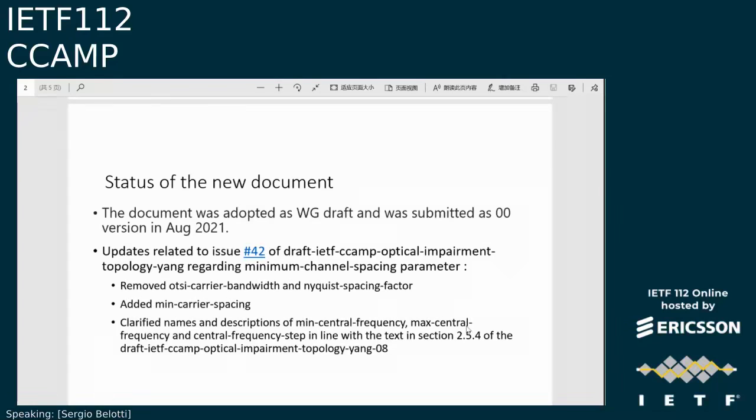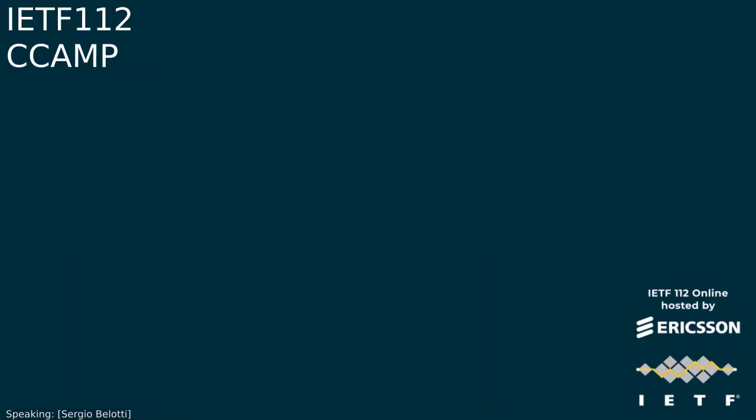This issue brought some modifications in the layer 0 type extension. We need to remove the OTSI carrier bandwidth and Nyquist spacing factor. We added the new definition of minimum carrier spacing, and we clarified names and descriptions of some parameters, the minimum central frequency, max central frequency, and central frequency step, to be aligned with the text in sections 2.4 and 2.5 of the optical impairment draft. So this is basically the update. Next.